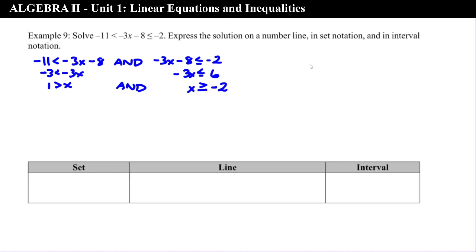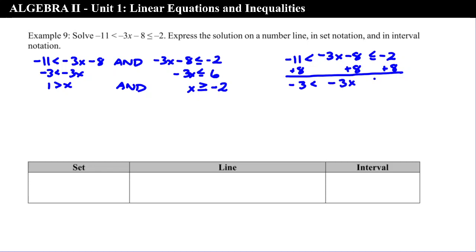Before we get to graphing the solution, let's see what it would look like if we were to do this all as one statement. So if we were to do this all as one statement, you can add 8 to all three portions of this inequality. And when you do so, you get negative 3 is less than negative 3x, which is less than or equal to 6.